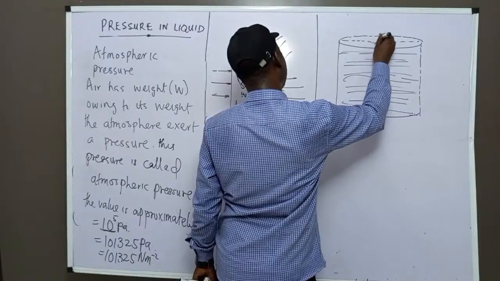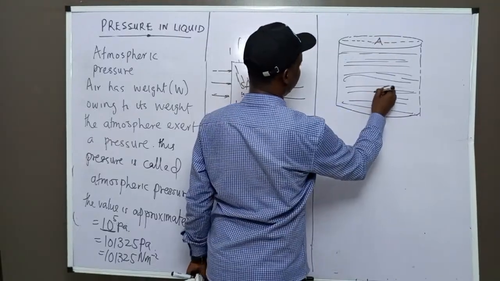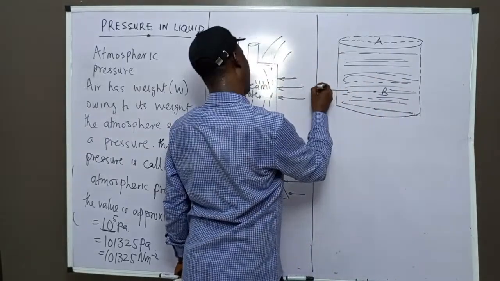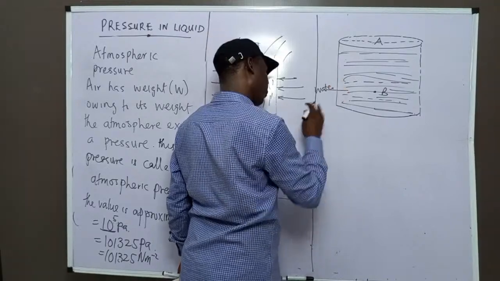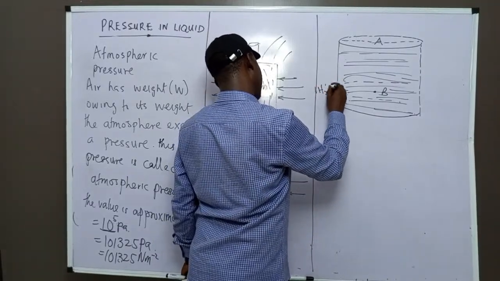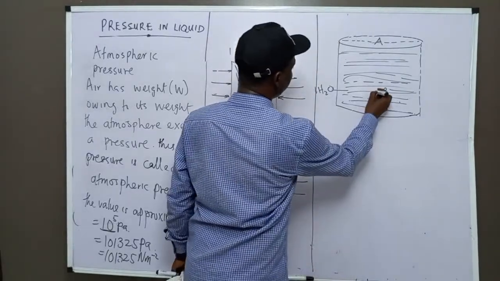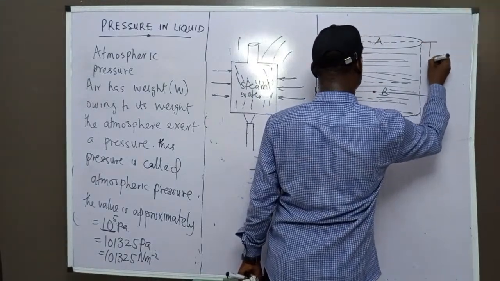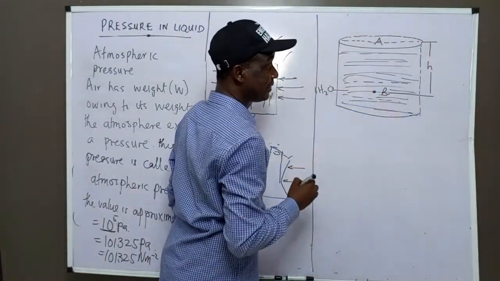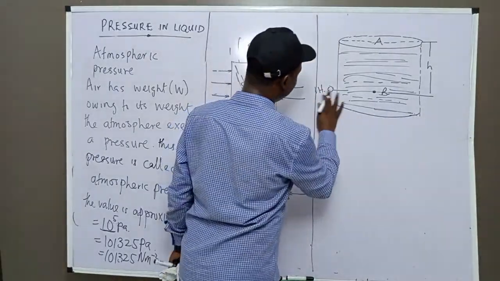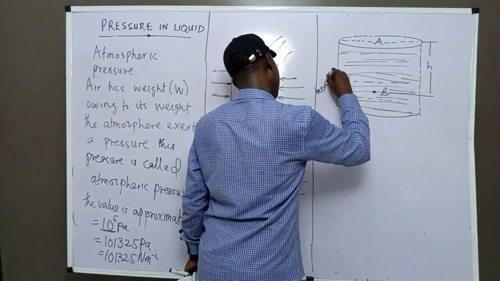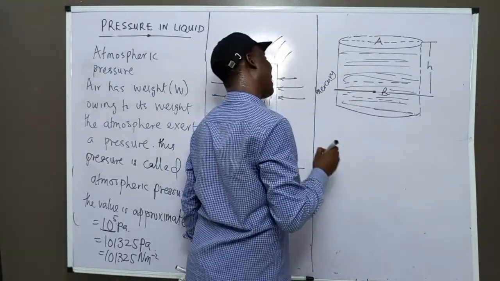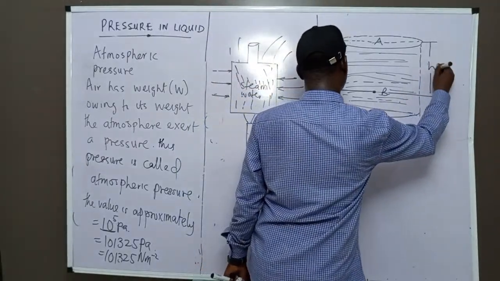Now, let's call this point A, and let's call this point B. This is the last analysis. Now, let's say it is water or mercury. Let's fill it. So let's take water, for instance. Now, this point B has a depth of H. Please take note of that. Or let me take it as mercury. If I have the depth as H, for instance.